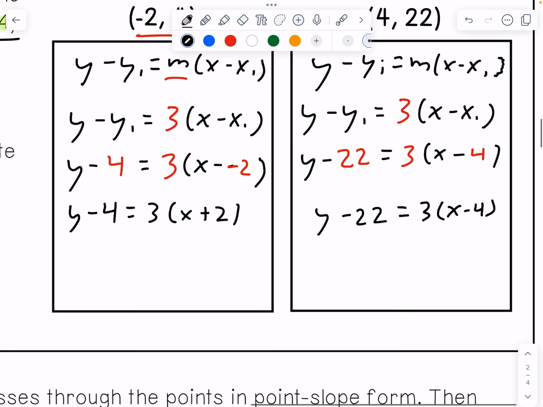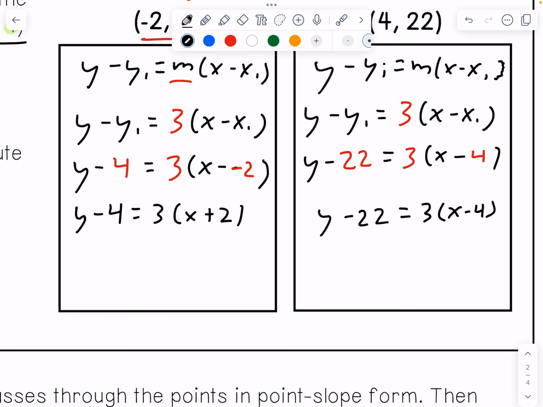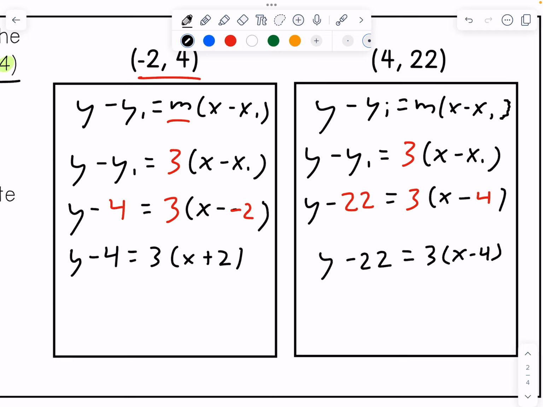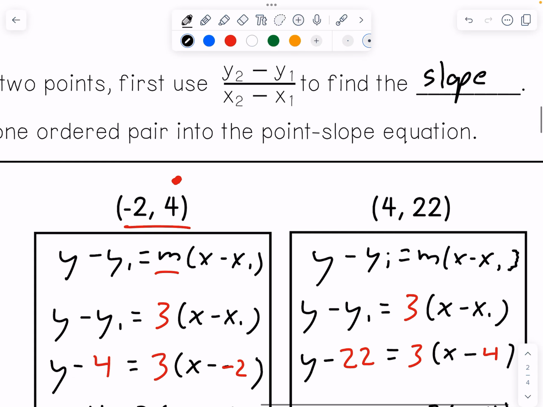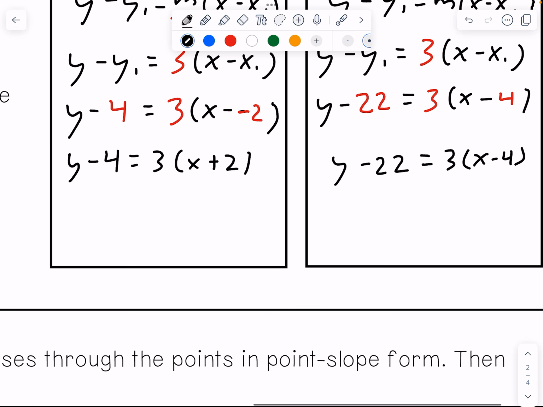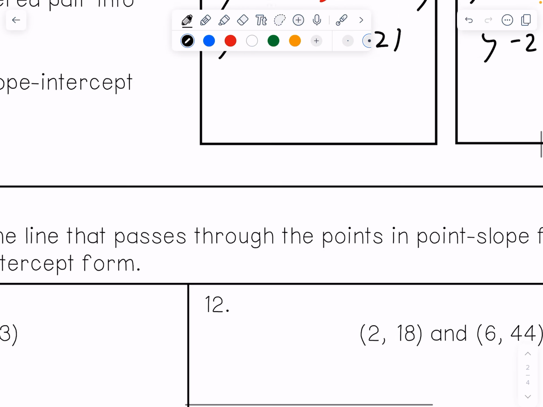And I could explain that to you. We might talk about that more maybe tomorrow. But these are equal, okay? You can pick any point to plug into this formula. It doesn't matter at all.